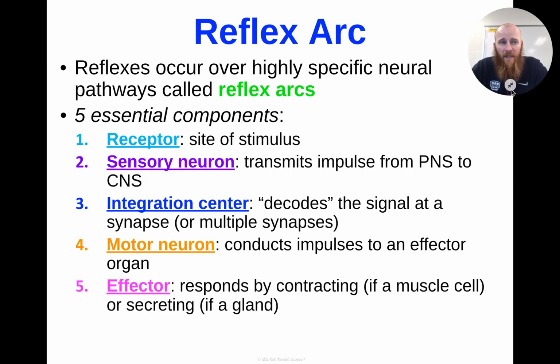The integration center is basically going to decode this signal at a synapse or multiple synapses at once. It's going to decode it. It's going to make sense of it. The motor neuron is then going to conduct impulses to whatever effector organ needs to help us respond effectively. And then the effector is the one that's actually going to respond by contracting if it's a muscle cell or secreting a hormone of some kind if it is a gland.